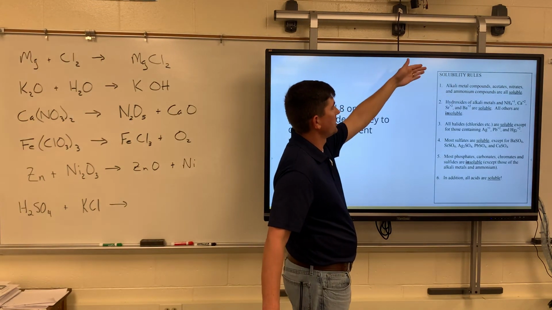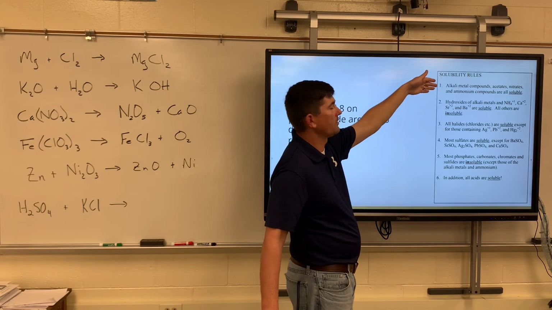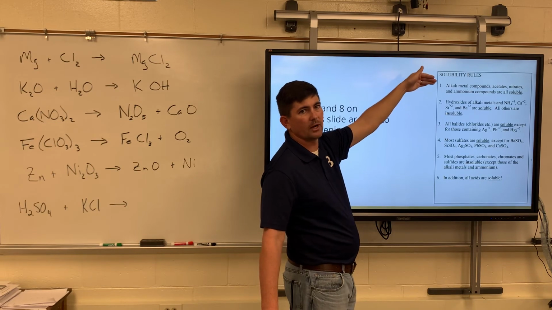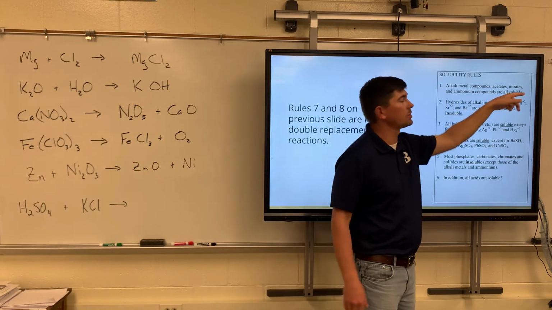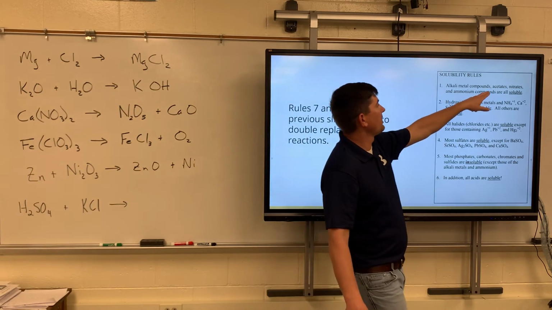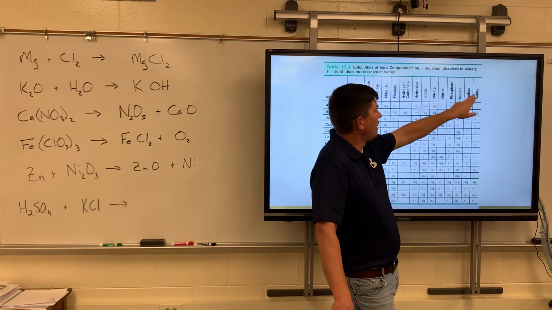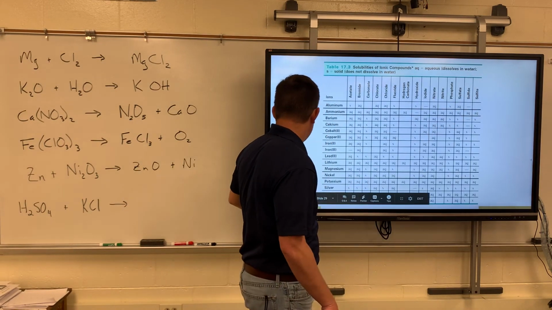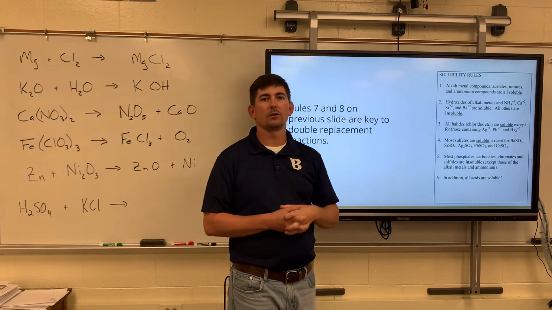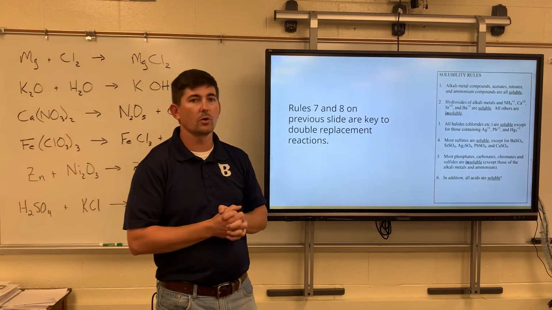That tells us, I'm not going to go through all of these, but for example, number 1 says alkali metal compound. Alkali metals are group 1. Any compound that has a group 1 metal in it is going to be soluble, which means aqueous. Any compound that has acetate, nitrates, or ammonium is automatically going to be aqueous. It doesn't matter what they're bonded to. If those things are in there, then they're going to be aqueous.